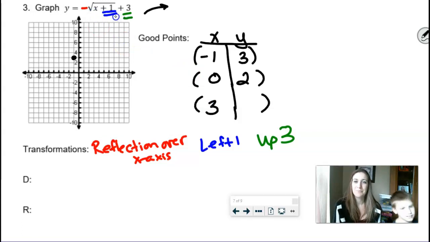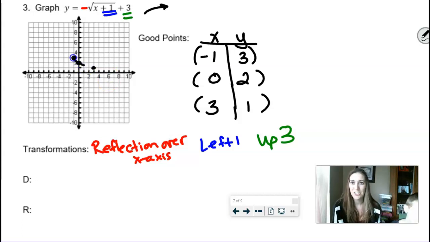3 plus 1 is 4. The square root of 4 is 2. So this is a negative 2 plus 3, which is a 1. Was that fun? No. Is it possible? Sure. Do I want to do it again? No. All right, 3, 1.